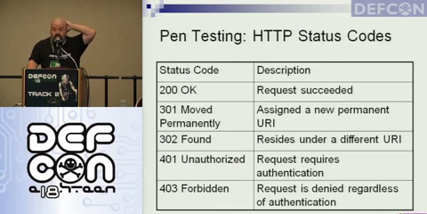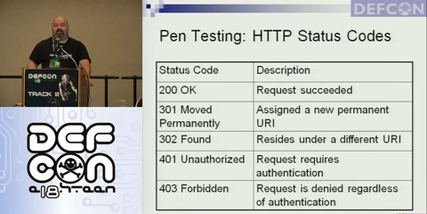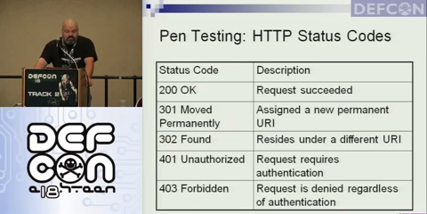Here's a quick overview of some HTTP status codes that we will see and how they can be useful to us. 200 OK, request succeeded. This is typically our best result because it means we're going to be able to view the page without any authentication at all. 301 and 302 are moved or found, and we'll see that those are not terribly useful to us. 401 unauthorized requires authentication, and 403 is forbidden. In other words, we can't go there.